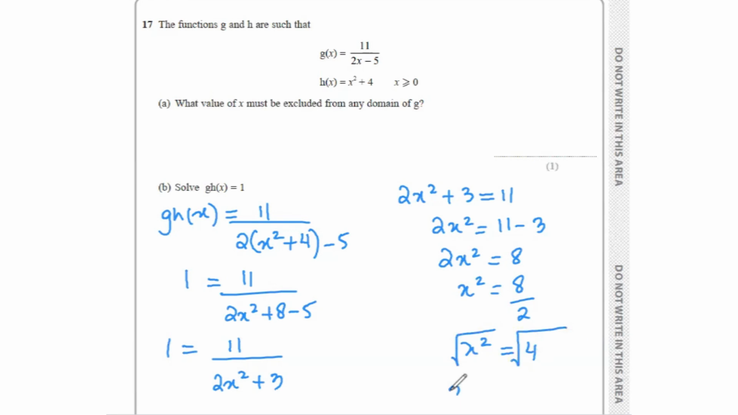Square root on both sides, x is going to be plus minus 2, but we will only take x equals positive 2. Why? Because h of x exists only for positive values of x, not negative.